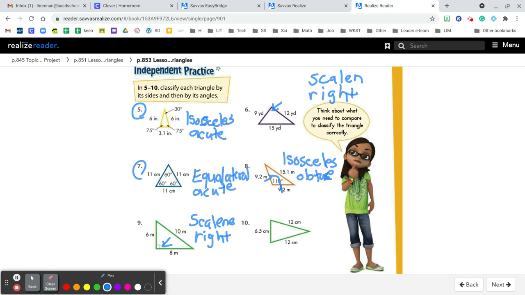Number 10, two sides are the same, isosceles, and all the angles are less than 90 degrees, so that's acute. You can work on the homework practice page for some more practice.